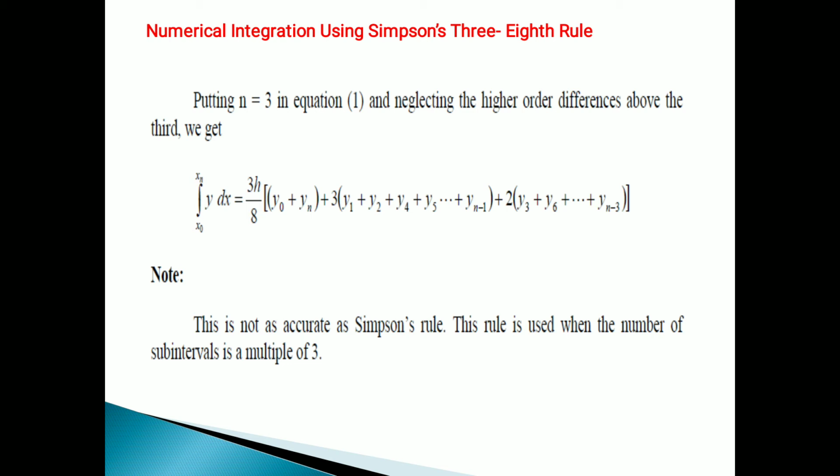This is not as accurate as Simpson's one-third rule. This rule is used when the number of subintervals is a multiple of 3. When the number of subintervals is even, we use Simpson's one-third rule, and when the number of subintervals is a multiple of 3, we use Simpson's 3/8 rule.